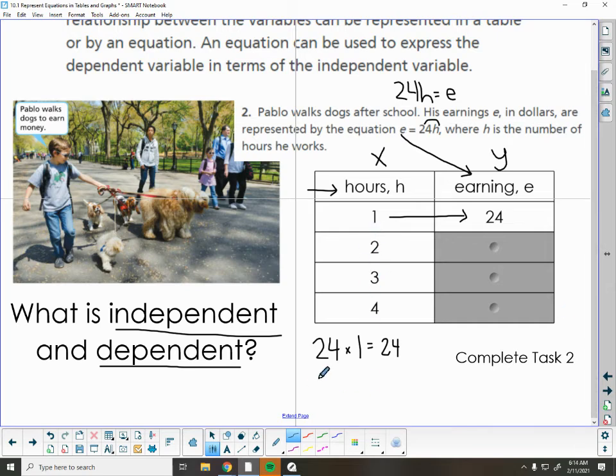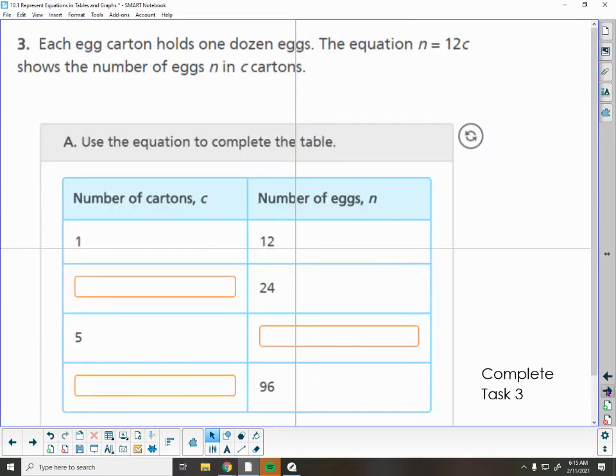So here we're going to do 2 hours. He makes $24 and he wants to walk dogs for 2 hours. So 24 for 2 hours is 48. So see if you can fill out the rest of this table using that formula, this equation here: 24 times 3 hours and 24 times 4 hours. See if you can finish those and then complete task 2. And then come back when you are ready to do task 3.